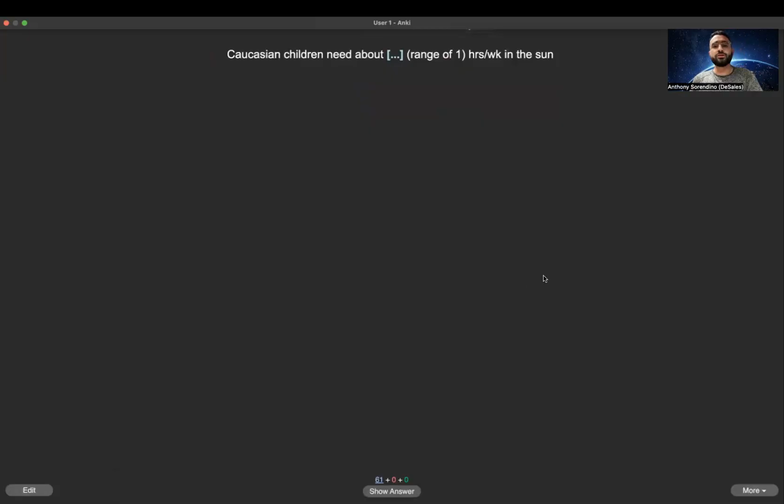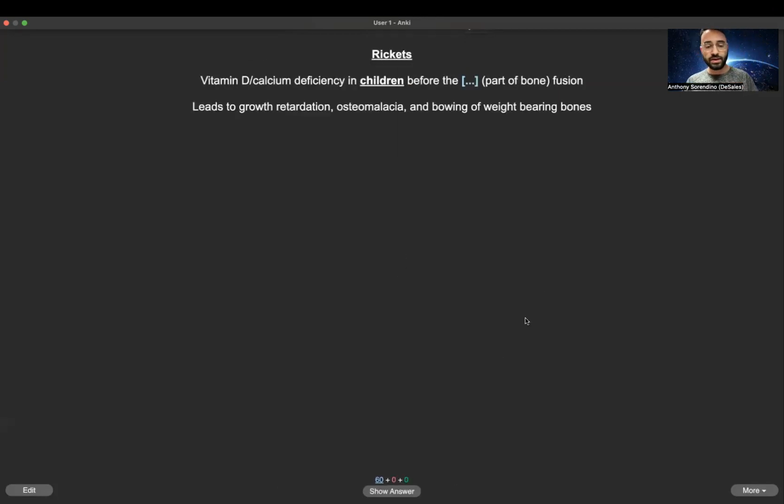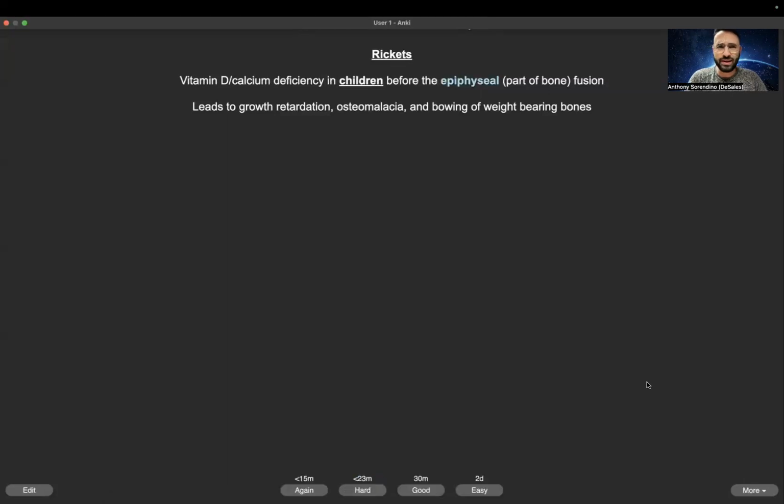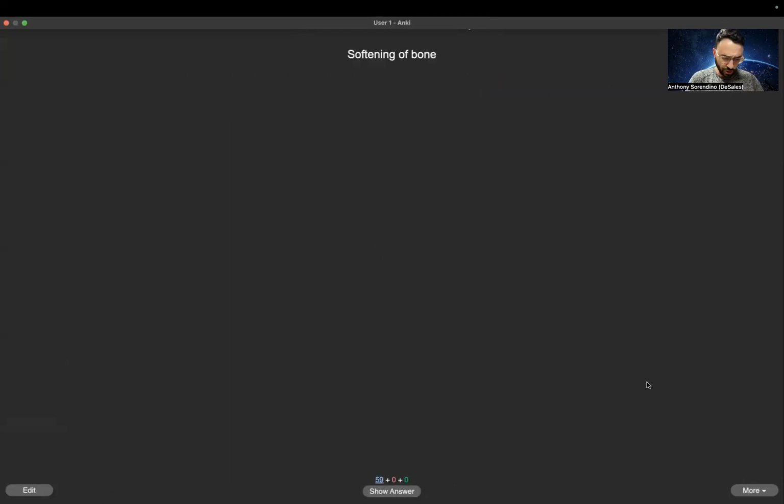Let's have some fun. Caucasian children need about blank hours a week in the sun. Isn't it like 1 to 2? Let's go. All right, rickets, vitamin D, calcium deficiency in children. So rickets specifically for children before the fusion of the epiphyseal plate. Softening of bone is osteomalacia. Serum blank levels best indicator of vitamin D status. Just 25 OH if they have normal renal function.